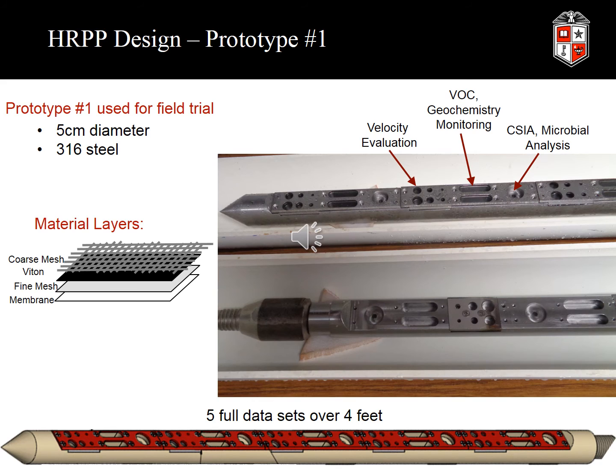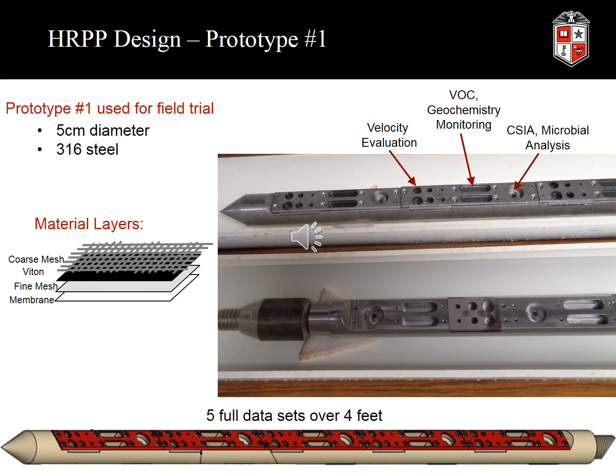So we developed a prototype sampler about a year ago. The sampler was based on structural analysis as well as the requirements for each type of data point we were trying to return. The first prototype sampler is a 2-inch or 5-centimeter diameter 316 stainless steel rod, in which every 20 centimeters we have full data sets, which include the measurement for velocity, the measurement of chlorinated solvents, the measurement of dissolved species for geochemical analysis, so nitrate, nitrite, total iron, sulfate, chloride, bromide, anything else you would like to measure, and then as well the bioset beads for microbial diversity populations and the compound-specific isotope analysis of the chlorinated solvents.